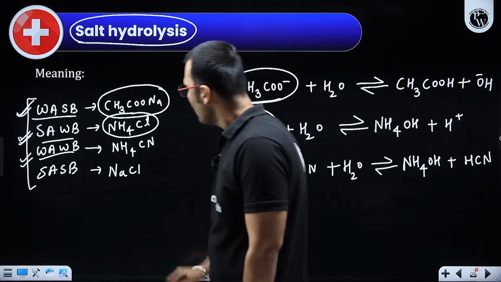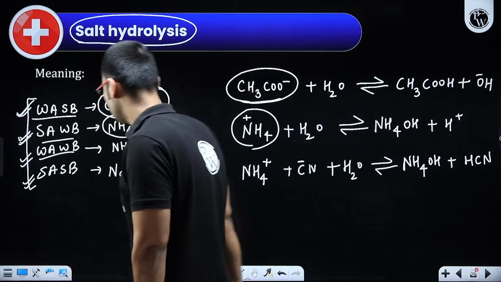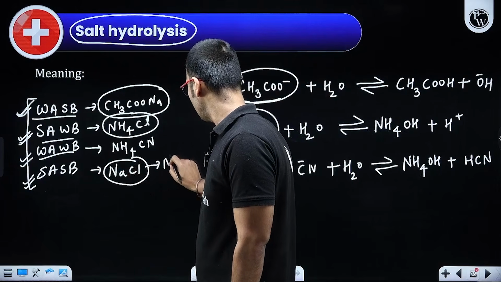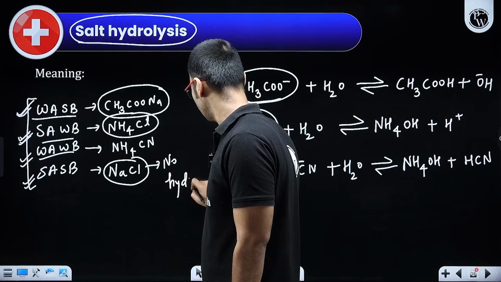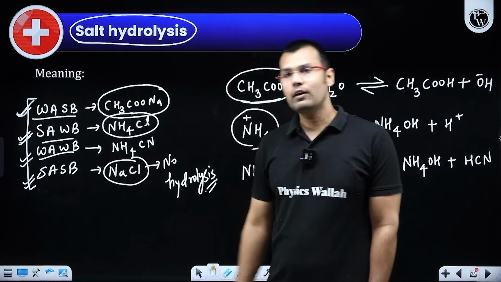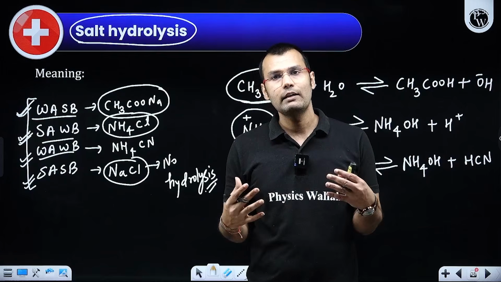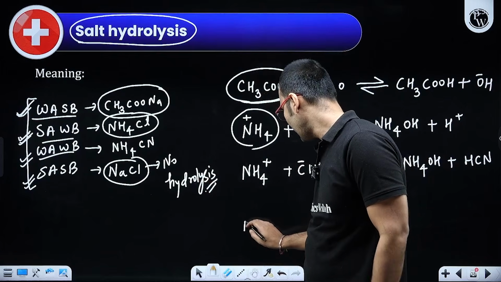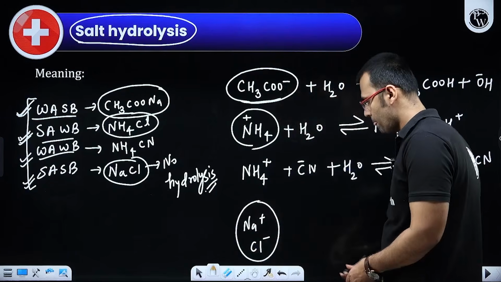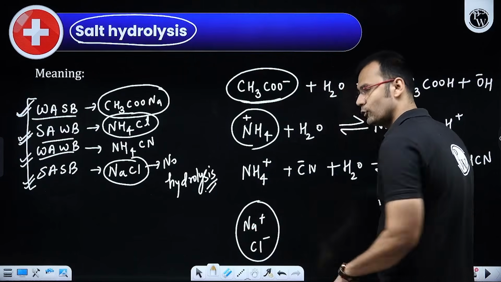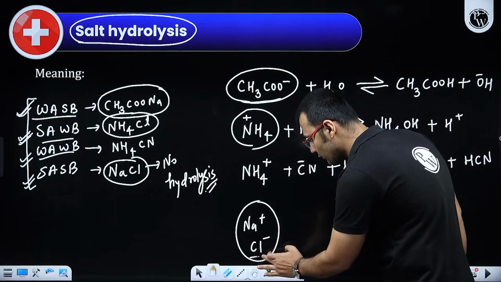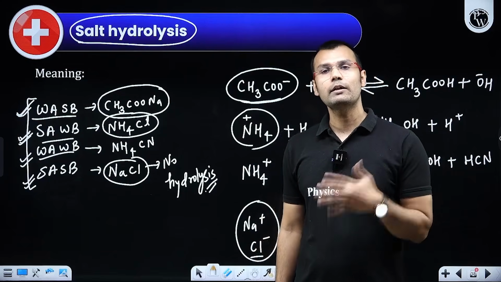But when it comes to a salt of strong acid strong base, in this case there will be no hydrolysis. Why? Let me tell you that point. Because when you dissolve NaCl in water, it will decompose into Na plus and Cl minus. Now in this NaCl, if Na plus combines with water, it can produce NaOH, which is a strong electrolyte. And if Cl minus combines with water, it gives you HCl, which is nothing but a strong electrolyte.